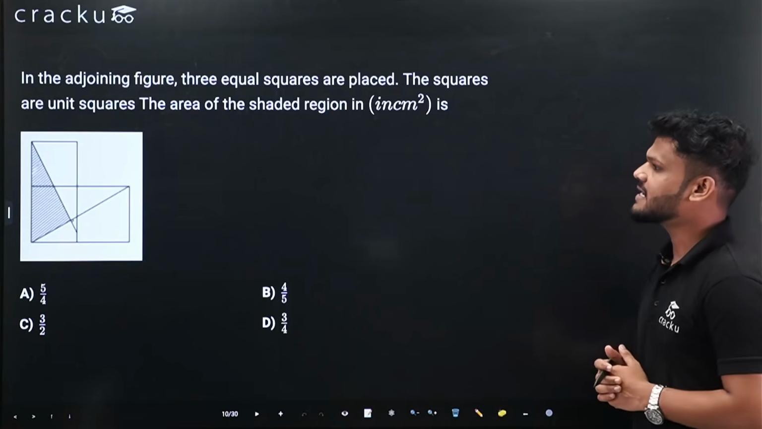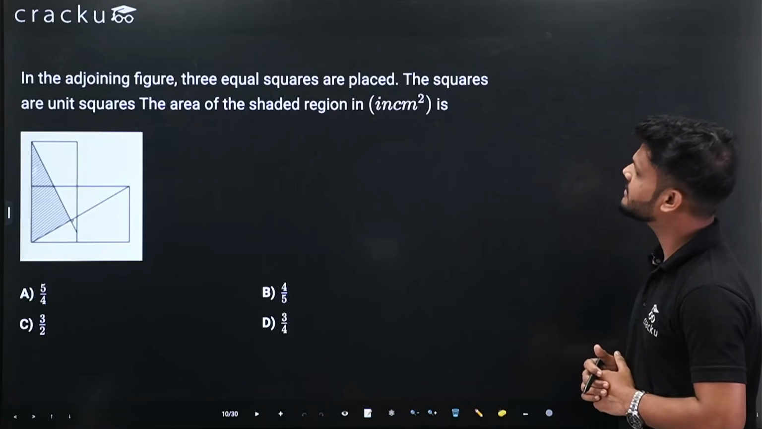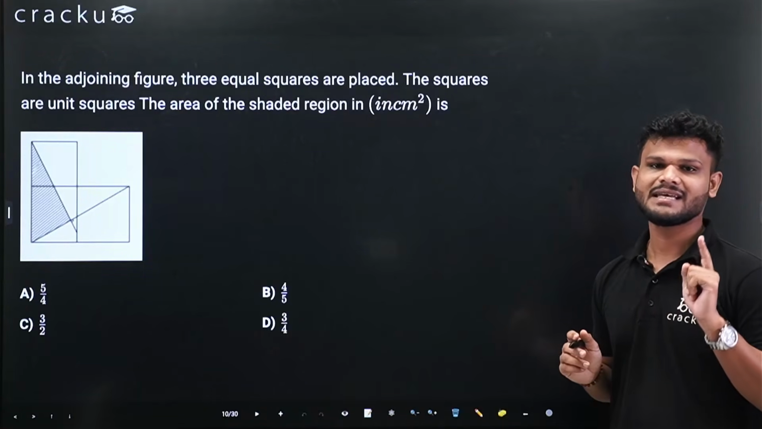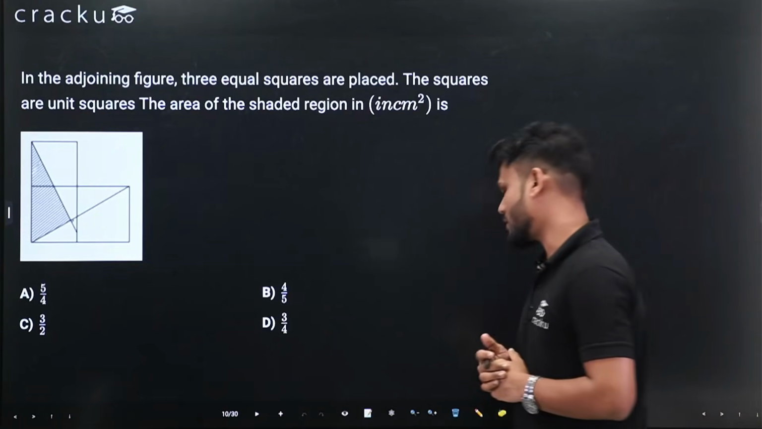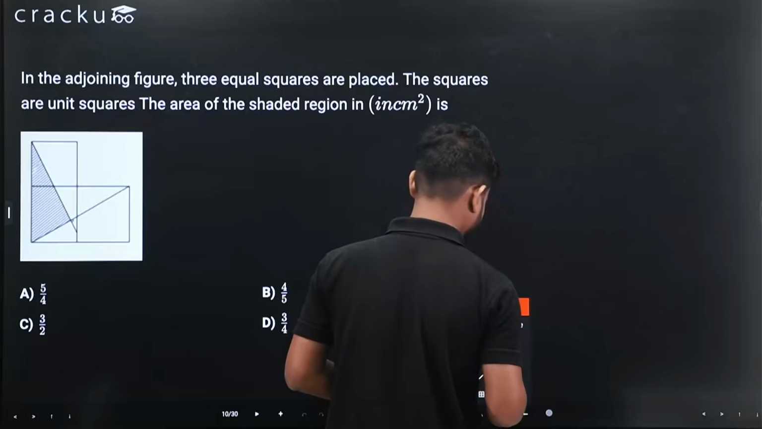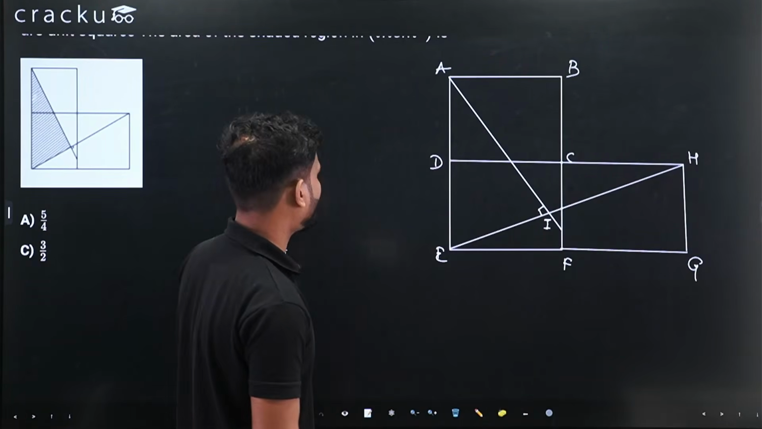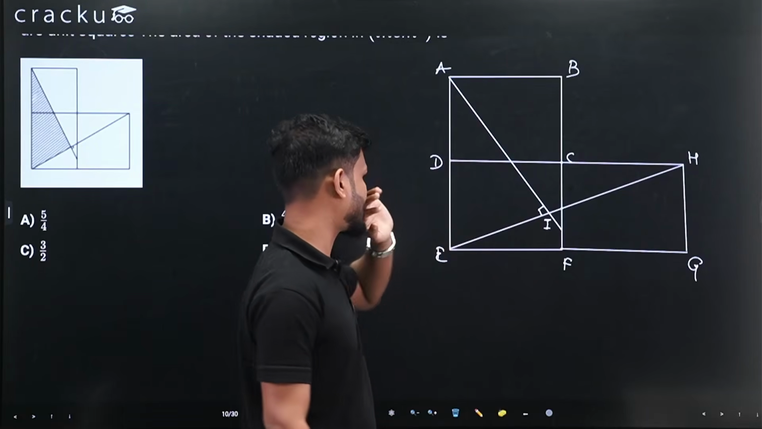In this question we are asked, in the adjoining figure, 3 equal squares are placed. The squares are unit squares. Unit squares means each square has the side length equal to 1. The area of the shaded region is what? So let us first draw this figure. Now this is the figure and I have labeled it. Now I need to find the area of AIE, that is the shaded region here.